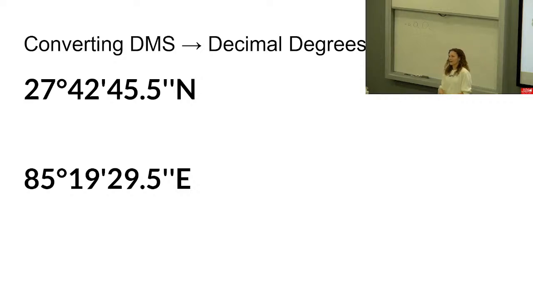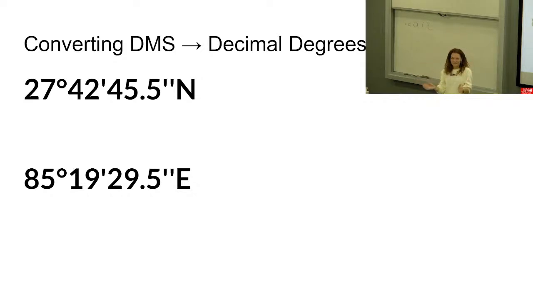29.5 divided by 60 is 0.49167. Now that we made that into minutes, we're gonna add it to our original minutes of 19. So 19 plus the 0.49167 is 19.49167. Then we need to divide by 60 to convert it to degrees, and that gives us 0.32486. And for our final step, we add what you just converted back to the original 85 degrees.